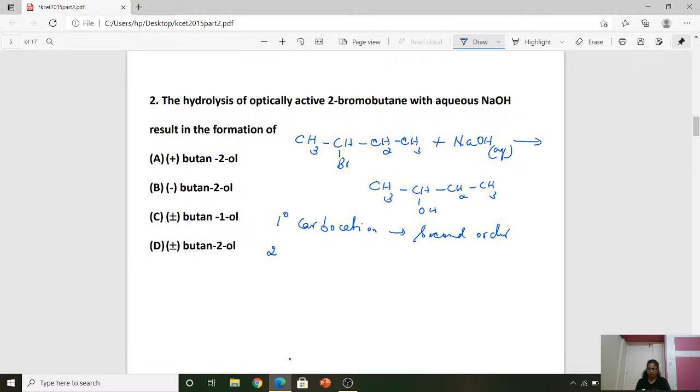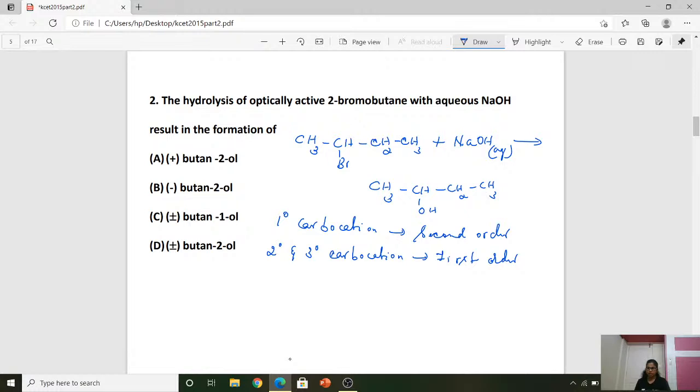If it is a secondary or tertiary carbocation, it is first order kinetics. It follows SN1 mechanism. Okay. So the product formed will be a racemic mixture.